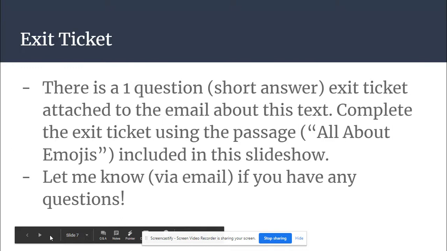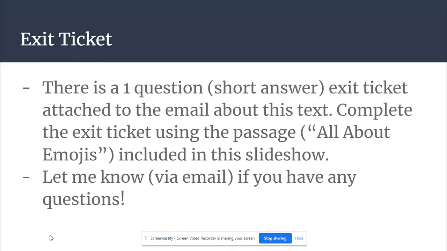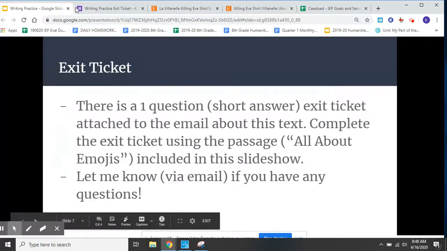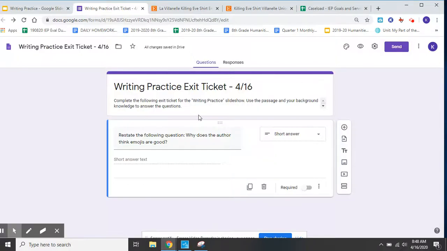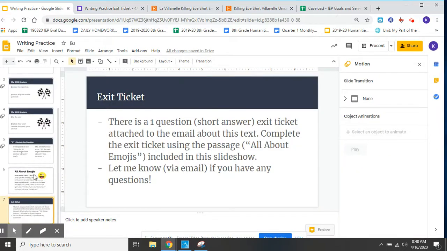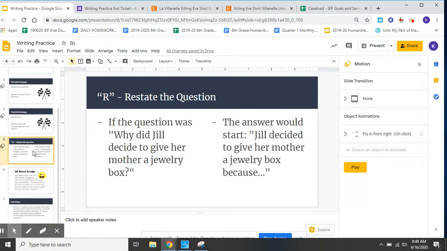Okay, so your exit ticket is a one-question exit ticket attached to the email I sent you about this lesson. You need to use the passage to complete the exit ticket. Well, you don't technically need to use it, but basically this is what the exit ticket looks like. The question is, restate the following question: Why does the author think emojis are good? And you can use this template as your practice for figuring out how to respond to that question.